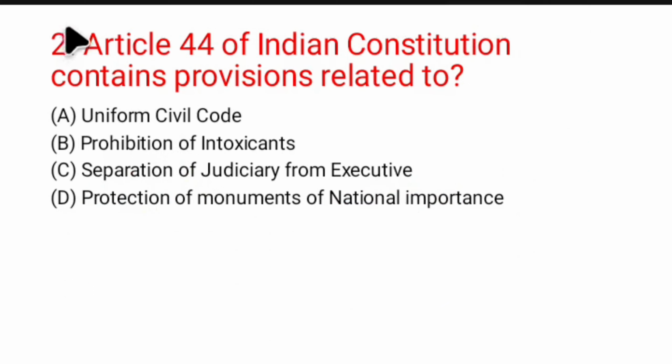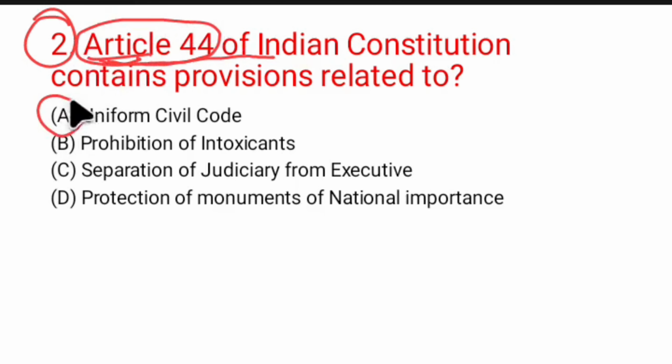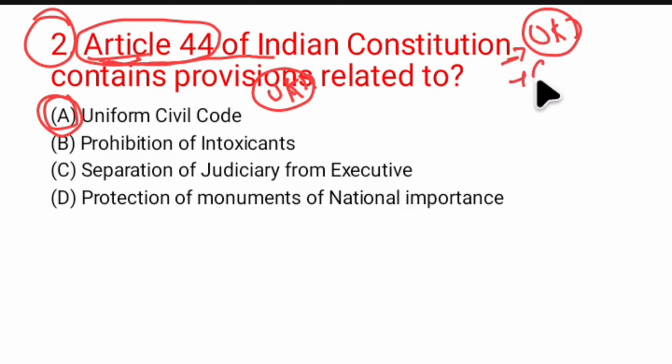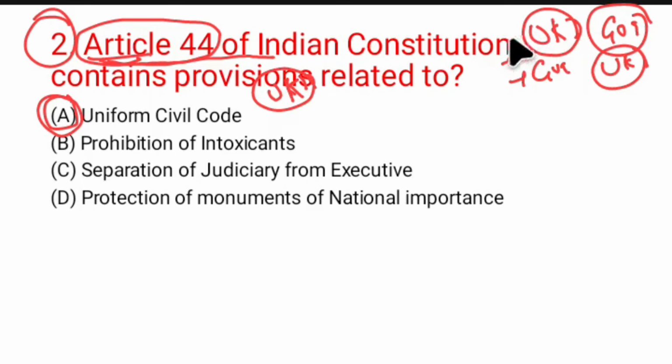So let us read the question again. Question number 2. It is asking: Article 44 of the Indian Constitution contains provisions related to. So we discussed that Article 44 deals with the uniform civil code. Currently, after independence, the Uttarakhand government is the first one to legislate the uniform civil code. Remember, Uttarakhand is the first after independence. Before independence, it was Goa. So Goa and Uttarakhand are the only two states in India where the uniform civil code is being implemented. Therefore, option A would be the correct option.